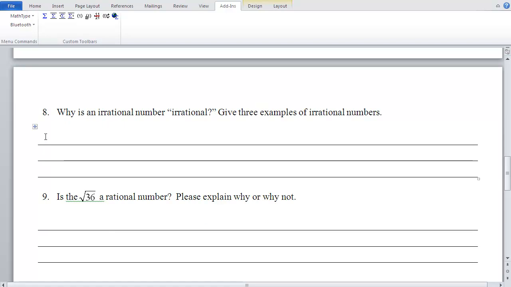This is a good question. This is probably my most favorite one on this worksheet. It says, why is an irrational number irrational? Give 3 examples of irrational numbers.